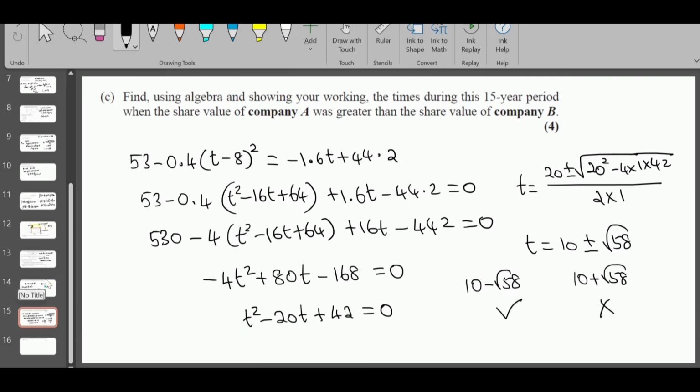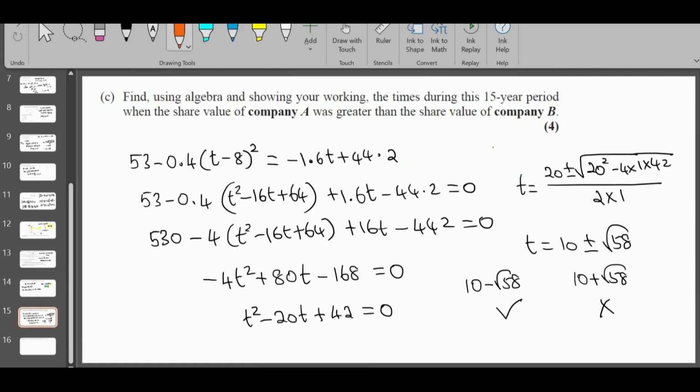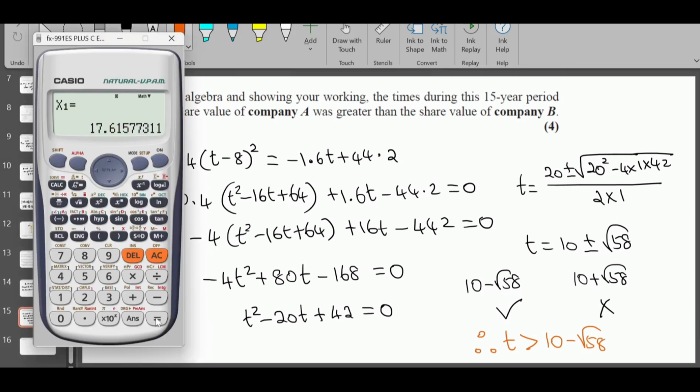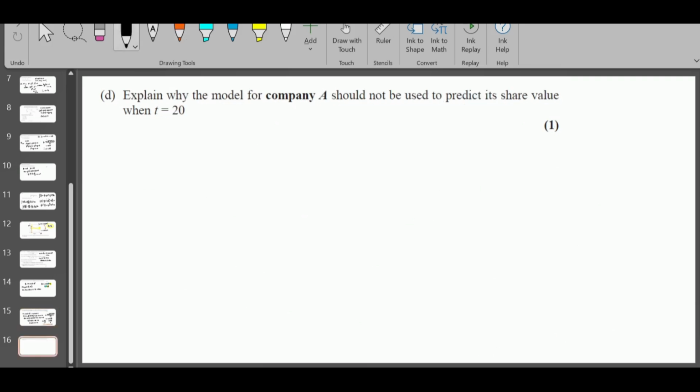But we are solving the inequality here, right? So when t takes any value bigger than this, PA will be bigger than PB. Therefore, the solution is t is bigger than 10 minus the square root of 58. Maybe you can get the value of it. 2.384, round it to 3 significant figures. 2.38, yes.